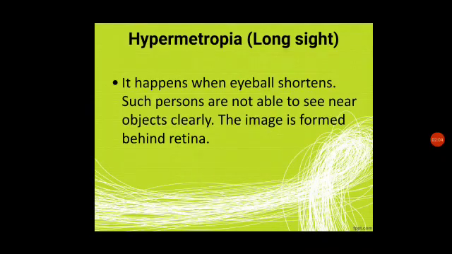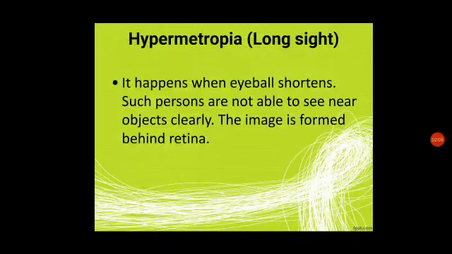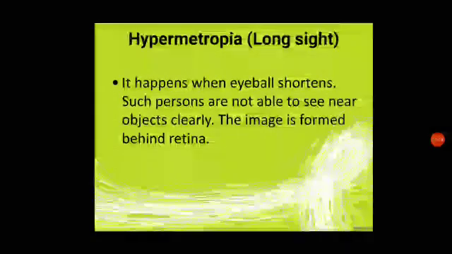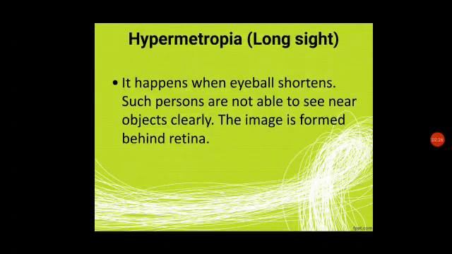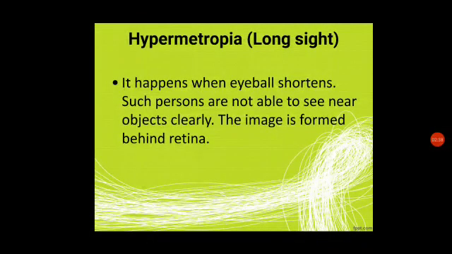Now the next is hypermetropia. It happens when the eyeball shortens and such persons are not able to see near objects clearly. The image is formed behind the retina, and when the image is formed behind the retina, we cannot see near objects clearly. So to treat this type of disease, we have to place the convex lens in front of the eye so that the image will be properly placed on the retina, so we can see near objects clearly.